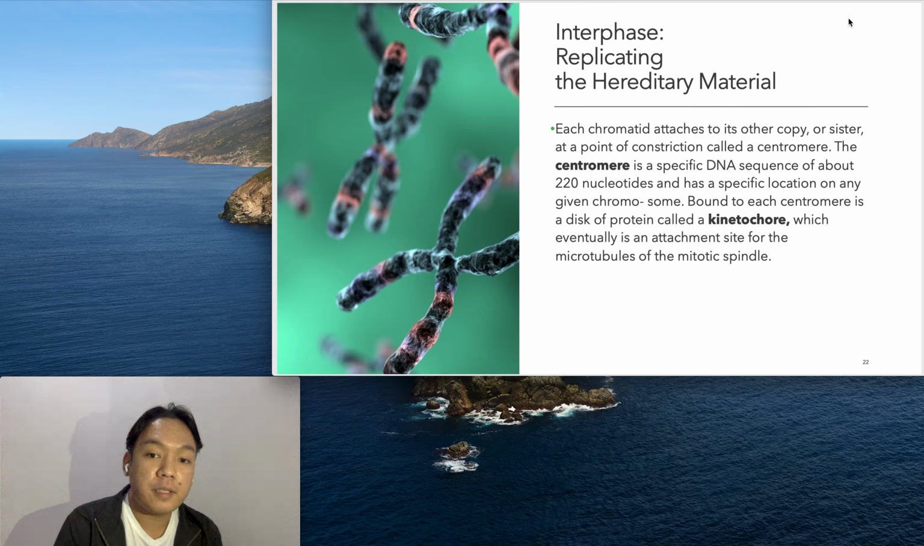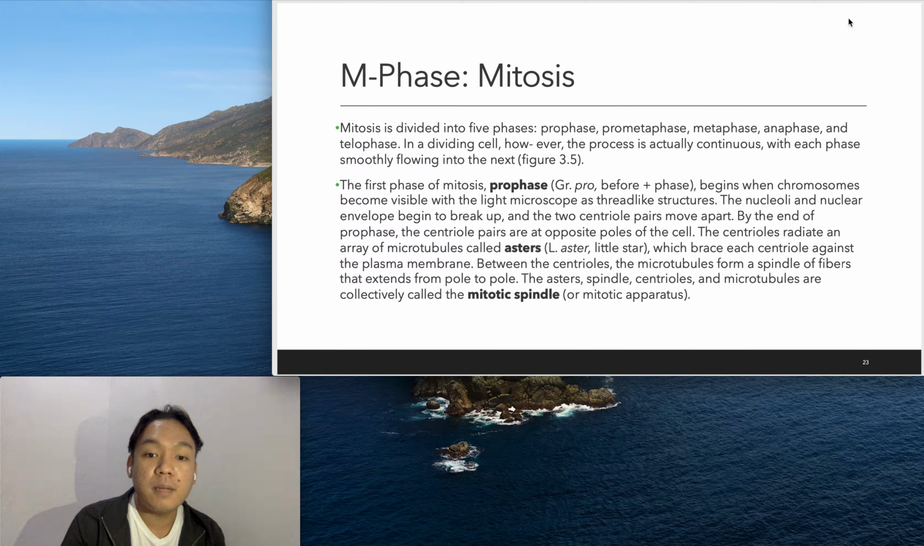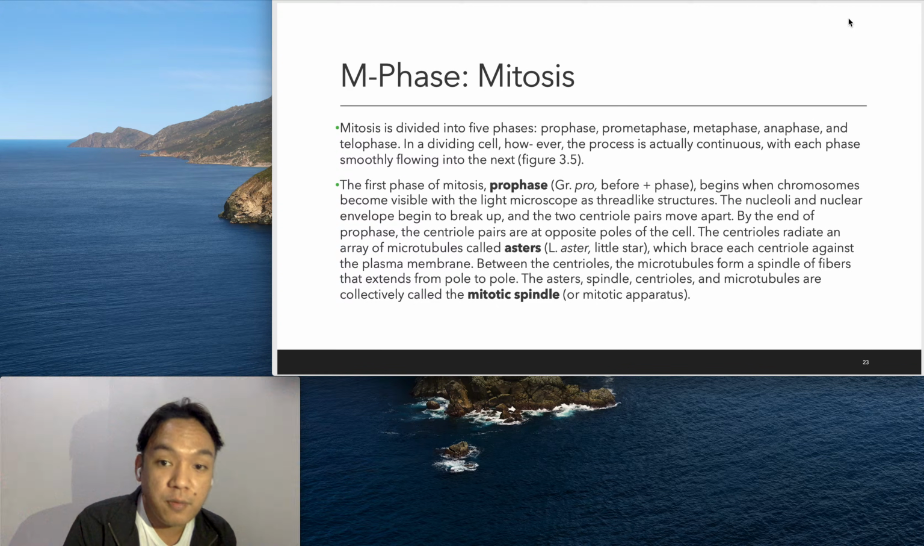So we'll talk about interphase. Each chromatid attaches to the other copy, or sister, at the point of constriction. We call that the centromere, and the centromere is a specific DNA sequence of about 220 nucleotides and has a specific location in any given chromosome. Bound to each centromere is a disc protein we call the kinetochore, which will be the attachment site of your mitotic spindle.